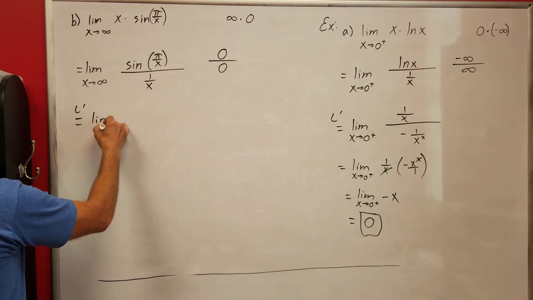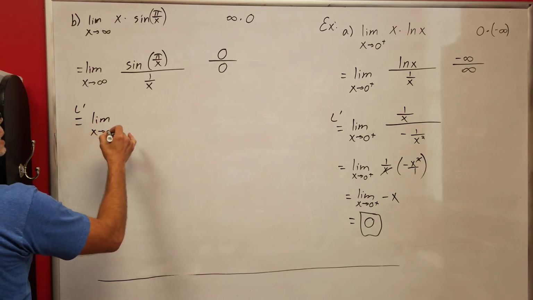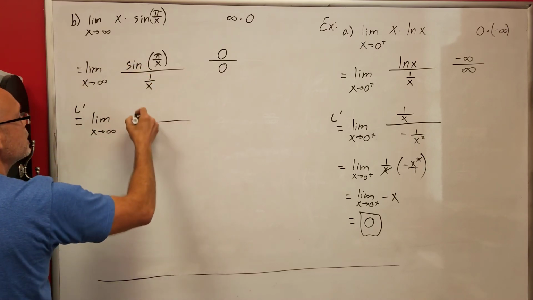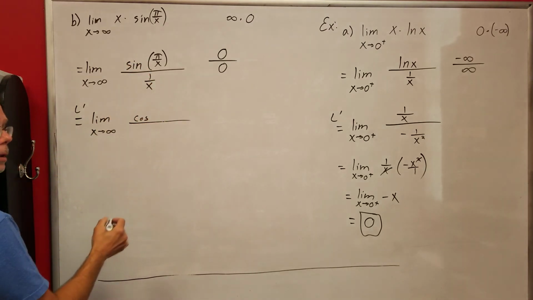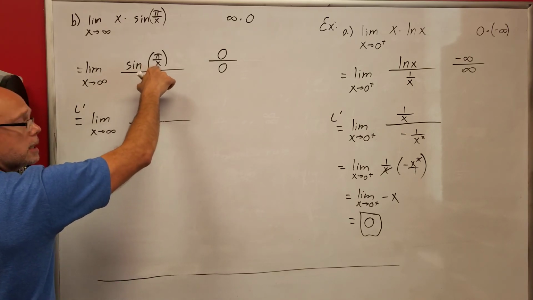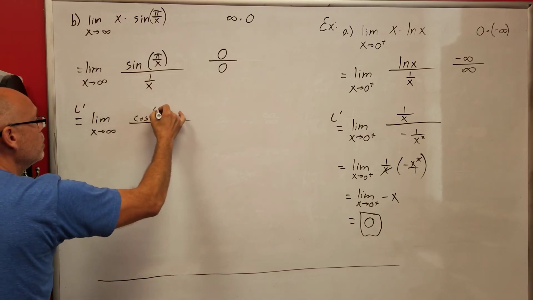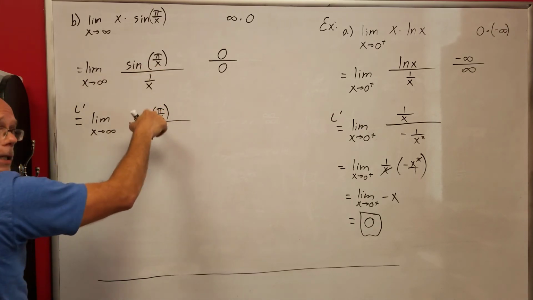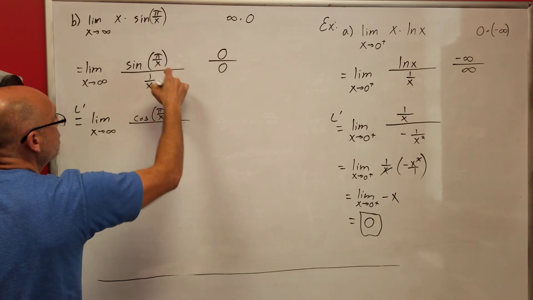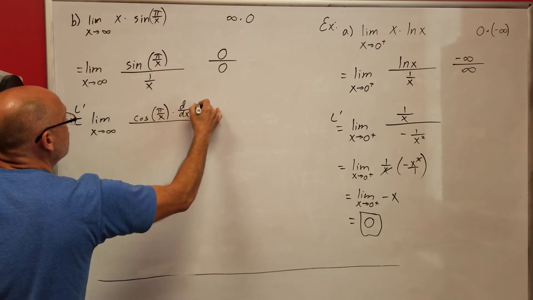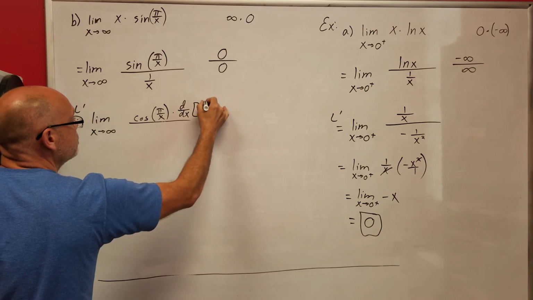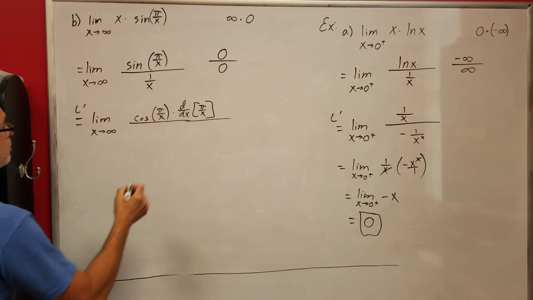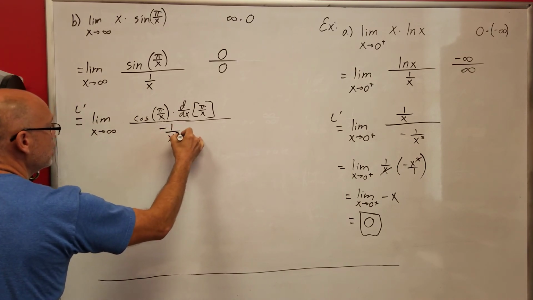I'm going to say, okay, this is the limit as x approaches infinity of, take the derivative of this. What's the derivative of sine? Cosine. Well, that's an outside, that's an inside, so I have to use the chain rule. So derivative of the outside at the inside times the derivative of the inside. How about the bottom? Take the derivative of the bottom. That's negative 1 over x squared.